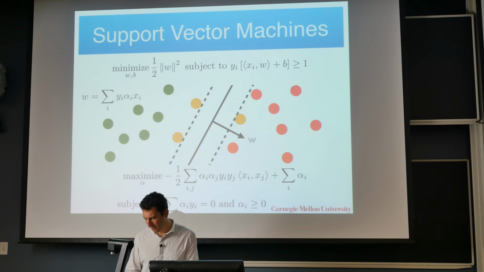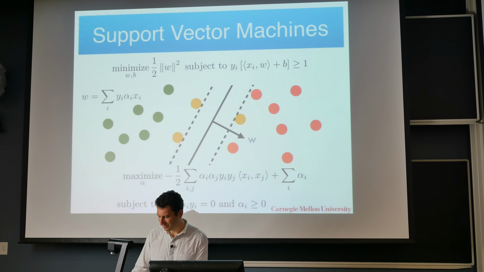Okay. Now let's look at SVMs. Well, here's what we get, right? This is exactly the optimization problem, and here are our 3 points, the support vectors that are always going to be support vectors.